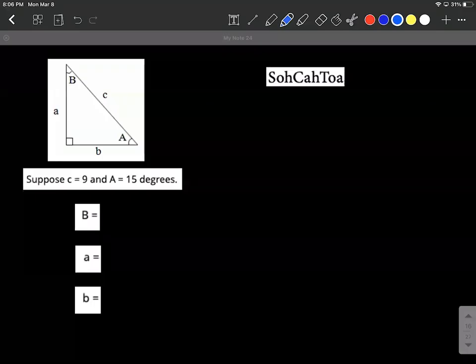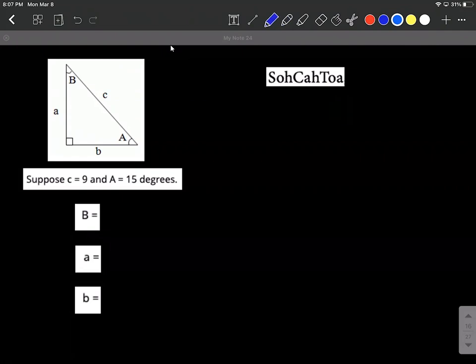In this example, we're looking at a right triangle, and we're given two pieces of information about it. We know angle A is going to be 15 degrees, so I'm going to put 15 degrees as I'm labeling this. And we also know the hypotenuse this time, which is going to be 9. So I'll put it on that side.